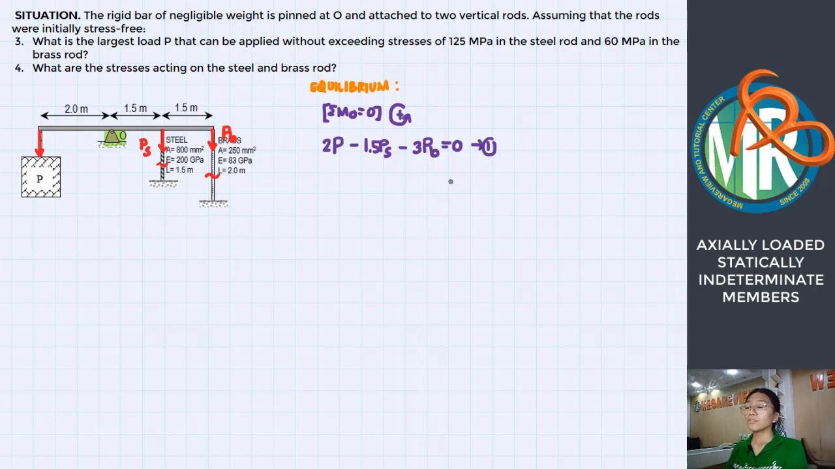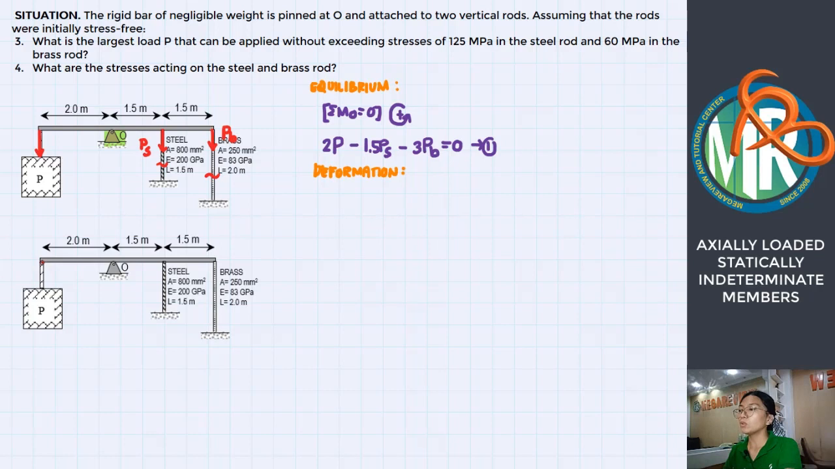As you can see, you have three unknowns. The P, the value of PS, and then the value of PB. Ma'am, dalawa lang yung nagamit natin kanina, di ba? The equilibrium equation and then the compatibility equation using deformation equation. So, wag magalala kasi actually you have there another given sa problem. So, mamaya, malalaman natin. Punta muna tayo sa deformation equation natin.